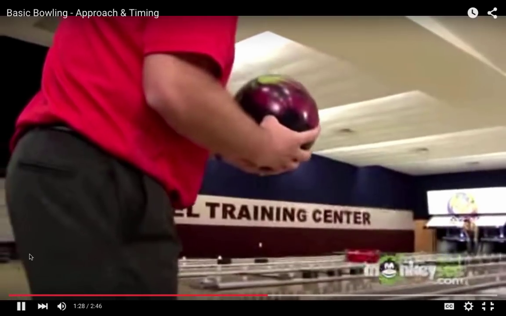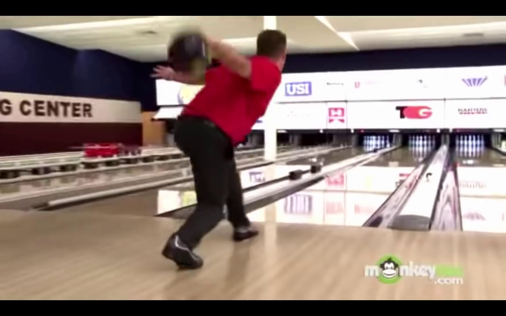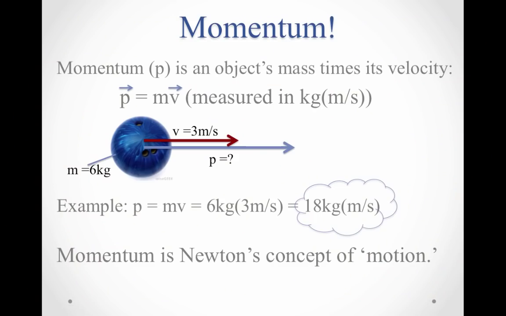Momentum. Notice the bowler is going to wind up and provide an impulse starting there. But now the ball has momentum. So that bowling ball just had momentum. But what is momentum? Well, it's quite simply the object's mass times its velocity. Momentum is given the symbol P, and it's a vector in the same direction as the velocity vector. So momentum, P, is equal to mass times velocity, V.